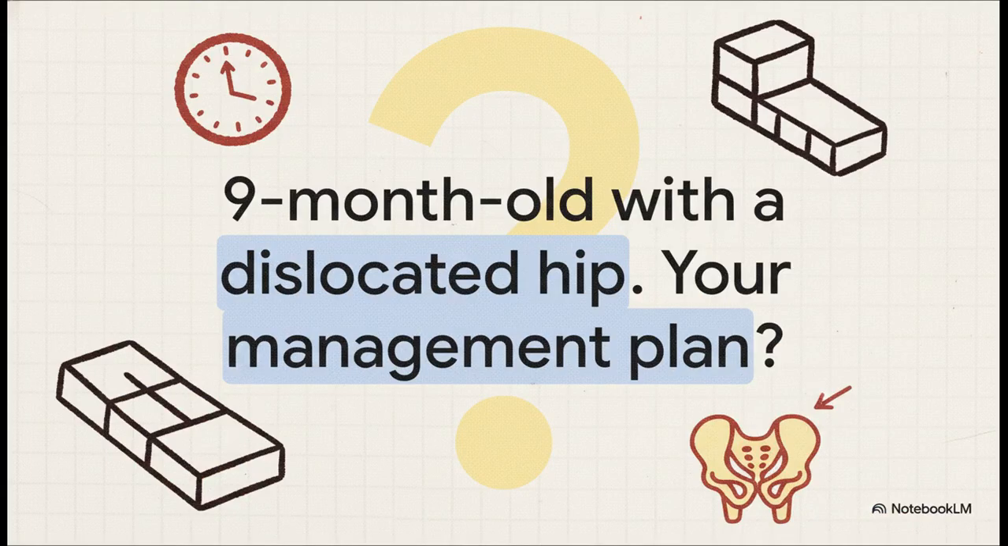Okay, picture this. You're in the hot seat, and they hit you with this classic scenario, a 9-month-old dislocated hip. The clock's ticking. Before you even start talking about specific surgeries, you need a framework, a logical structure that shows the examiner you get the big picture. So where on earth do you start?